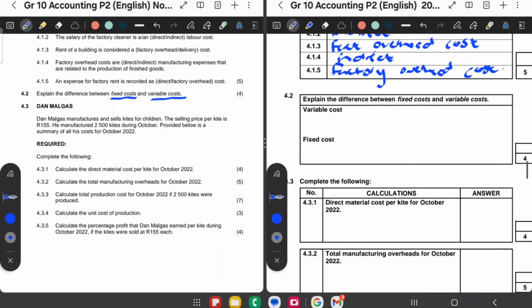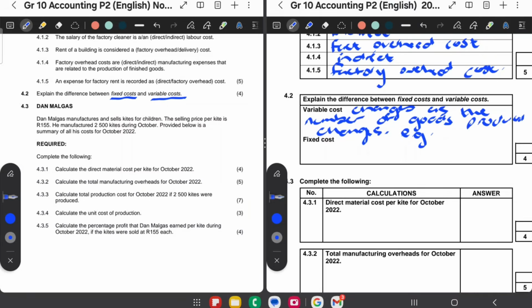So here in your answer book, they start with variable cost. So variable means change. So this cost changes as the number of goods that you produce changes. We can give an example. For example, raw materials. So raw materials is a variable cost.